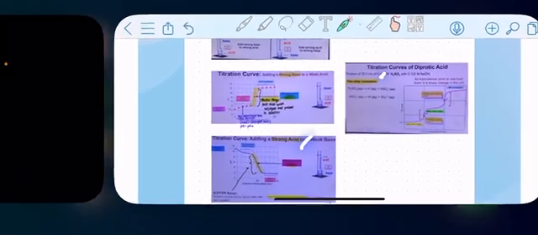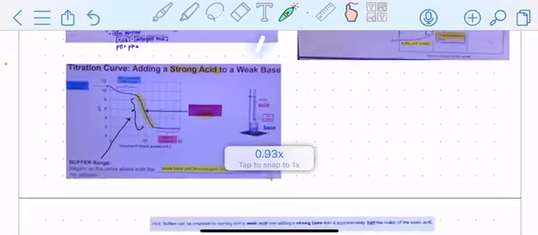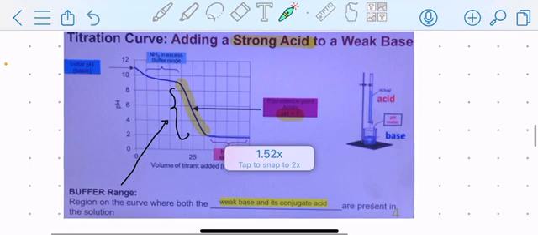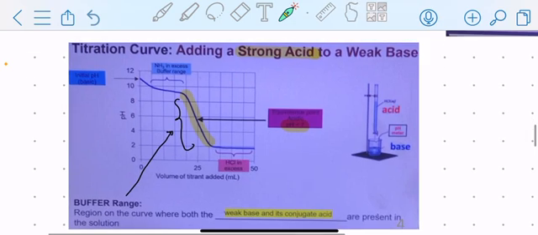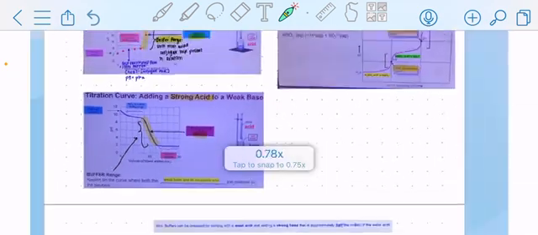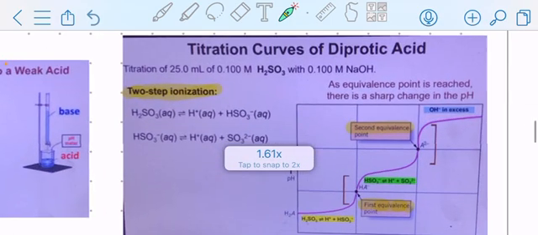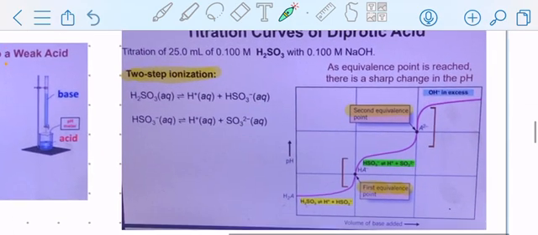Here again we see the titration curve for a strong acid added to a weak base. We see that the pH is lower because this is a weak base, and we see that at the equivalence point the pH is less than 7 because of the strong acid added to it. We see that the weak base and its conjugate acid are present in the buffer range here. And a titration curve of a diprotic acid.